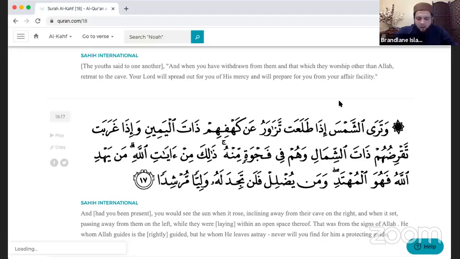Immediately moving forward, Allah subhanahu wa ta'ala consoles the Prophet sallallahu alayhi wa sallam that you will end up harming yourself because of these people and because they're not believing in Allah subhanahu wa ta'ala. And then it immediately goes into the people of the youth who took refuge in a cave. The reason they took refuge in a cave is because of the fitna, the evil that was widespread.